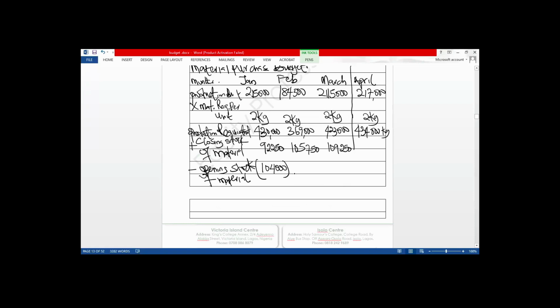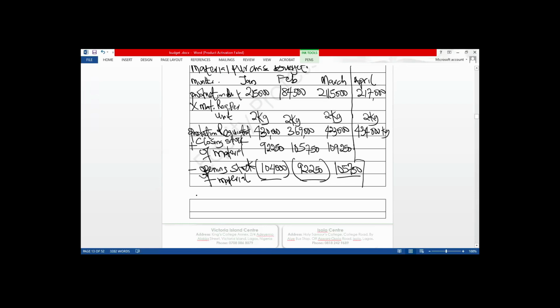If I want to get opening stock for February, then I'm going to look at January closing stock. That is 92,250. For opening stock for March, the closing stock for February becomes opening stock for March, 105,750. You don't need to bother about April. Our business is to prepare a 3-month budget. We only brought in April to help us.